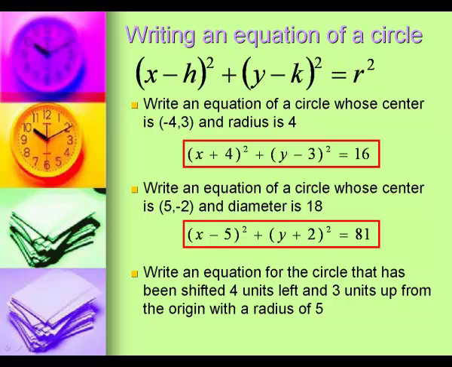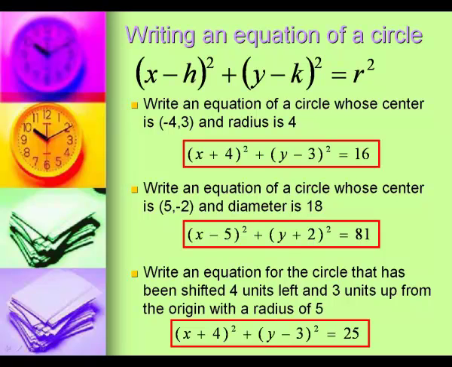The radius is 5, so we're going to write the equation. The center is at negative 4, positive 3. So in parentheses with x, you want to see x plus 4 squared. In parentheses with y, you want to see y minus 3 squared. Since the radius is 5, set it equal to 25 on the right side.